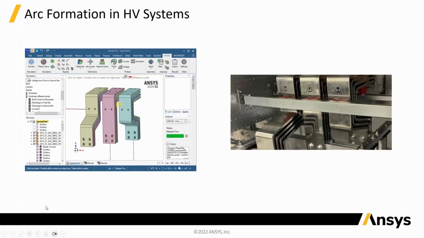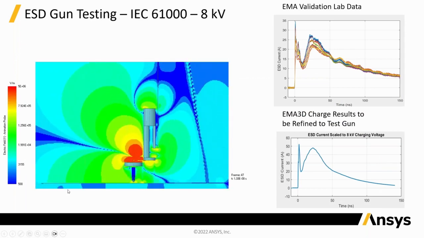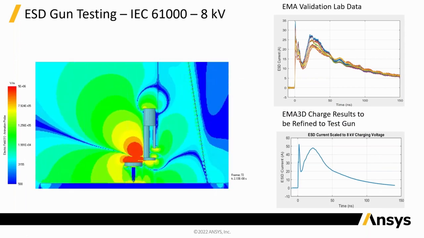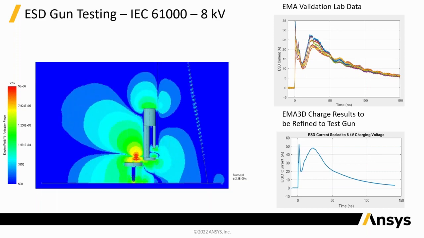Another application is arcing in high voltage systems. Here you get a view, in this case, of switches and breakers, and will an arc form across these two? In this case, it actually did, but it just gives you a view of what can be done. Another example is ESD gun testing, which a lot of products have to go through, and you want to again validate that test versus lab results. And in this case, you can do that.